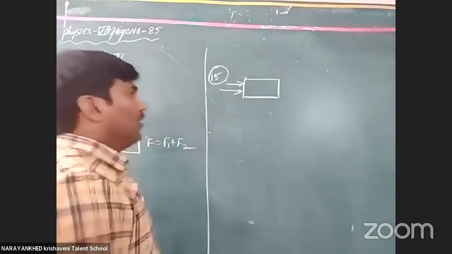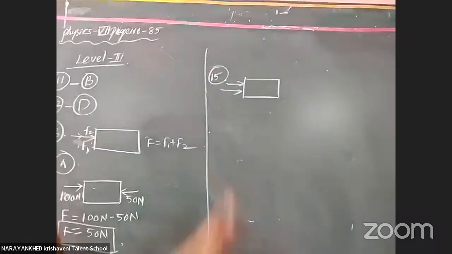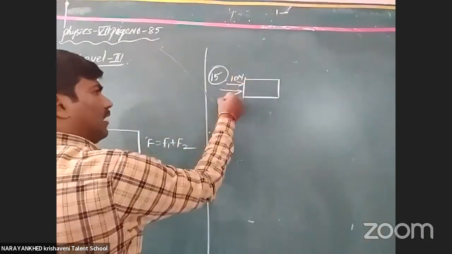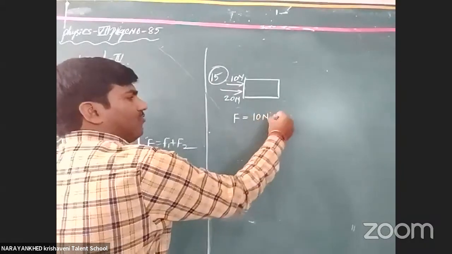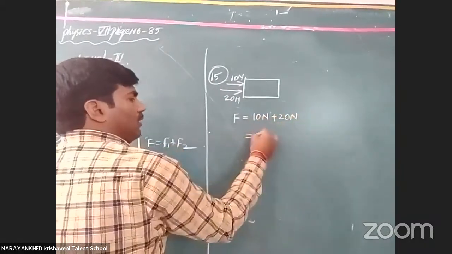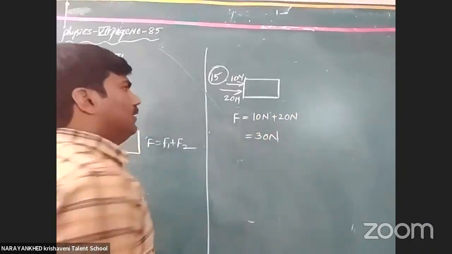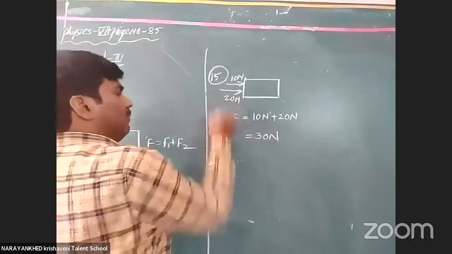Now this is F1 and next one this is F2. This is the 10 newton and this is the 20 newton. Now total F is equal to 10 N plus 20 N, which becomes 30 newtons. The answer will be C. Please note down all this.